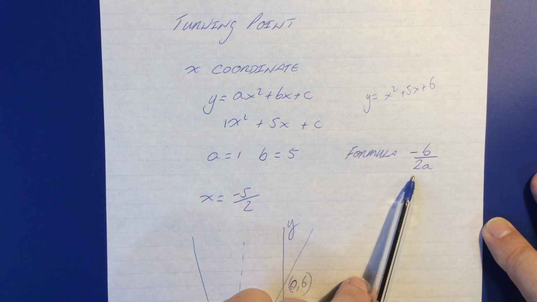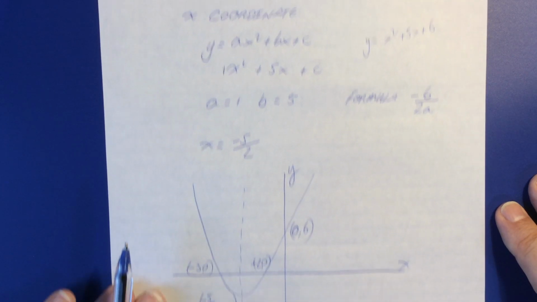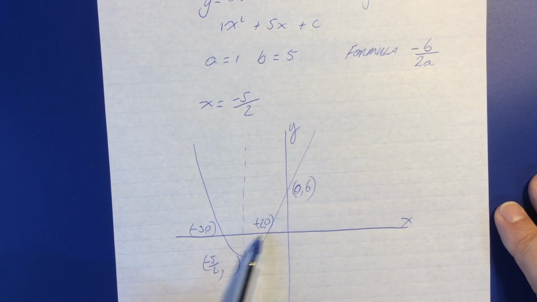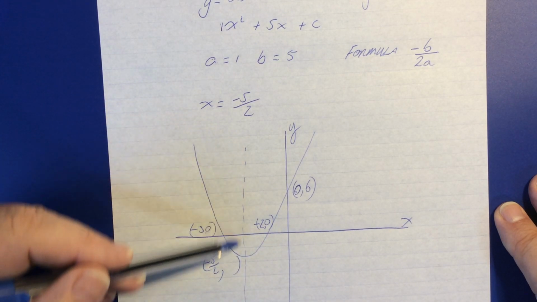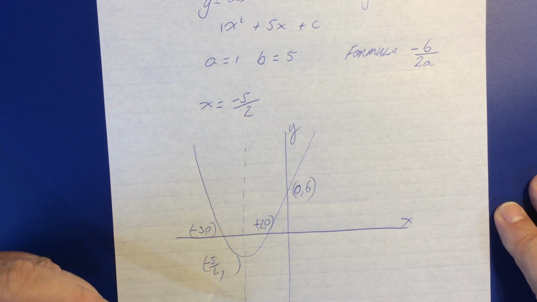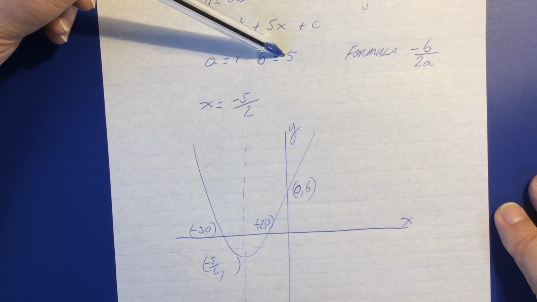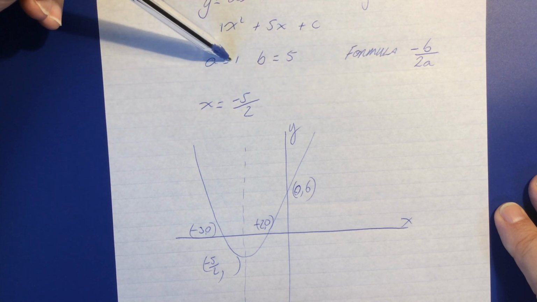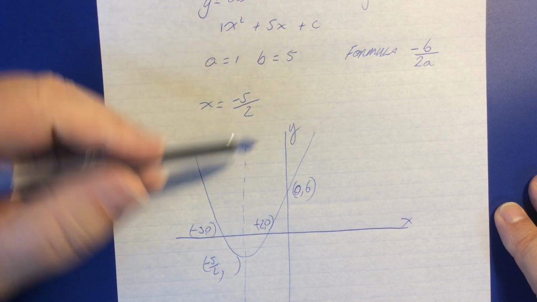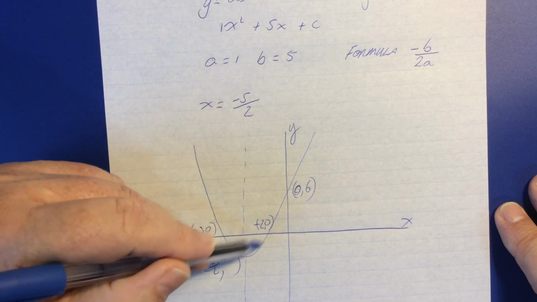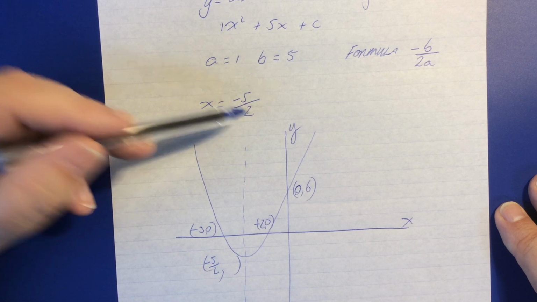Now, there's a little formula for finding the midpoint between the two x-intercepts on a parabola. It also corresponds to the axis of symmetry. And that formula is this. It is negative b over 2 times a, so negative 5 over 2. So the x-coordinate of the turning point of this graph is negative 5 over 2, negative 2.5.